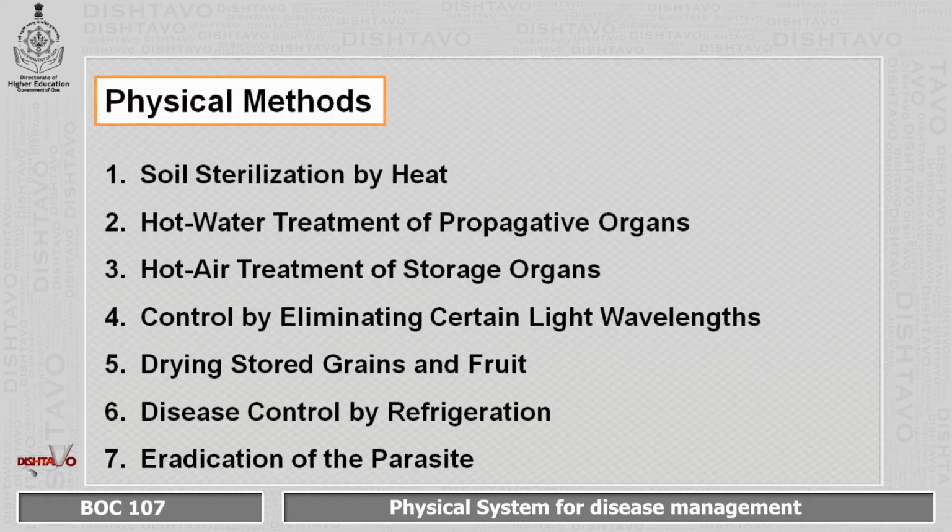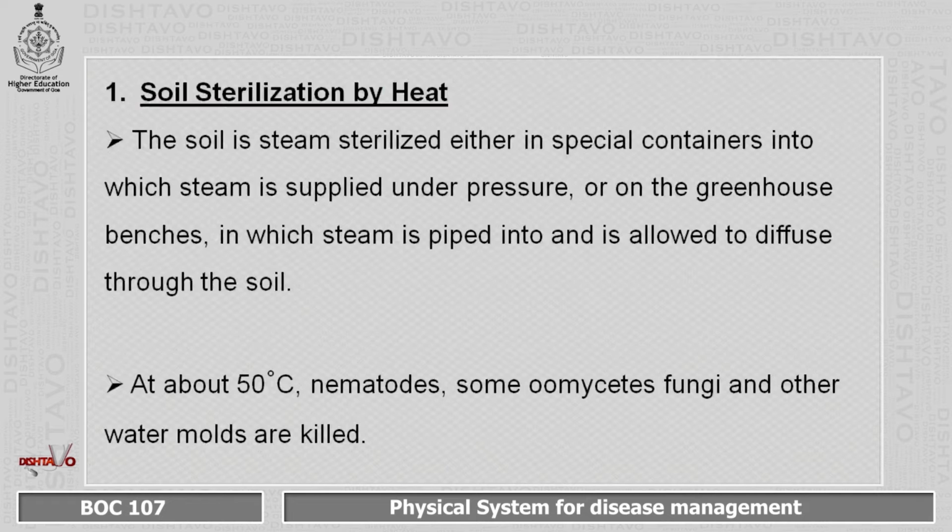First is soil sterilization by heat. Second is hot water treatment of propagative organs. Third is hot air treatment of storage organs. Fourth is control by eliminating certain light wavelengths. Fifth is drying stored grains and fruit. Sixth is disease control by refrigeration. And seventh is eradication of the parasite. Now we will see each of these methods in detail. First one is soil sterilization by heat.